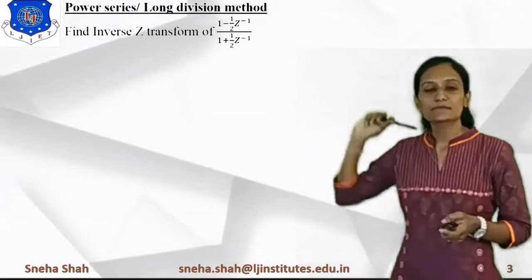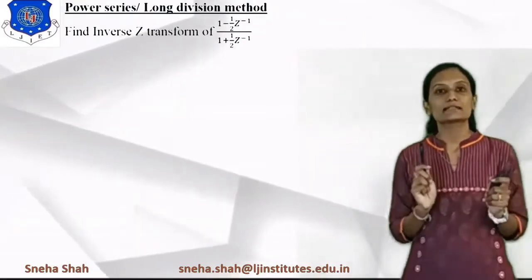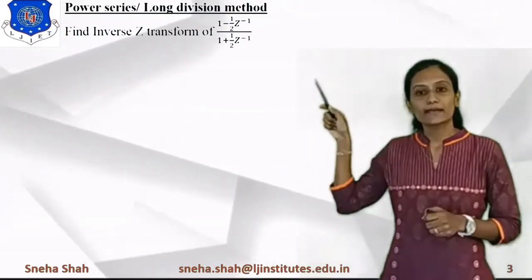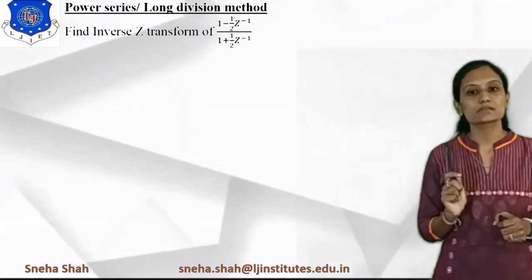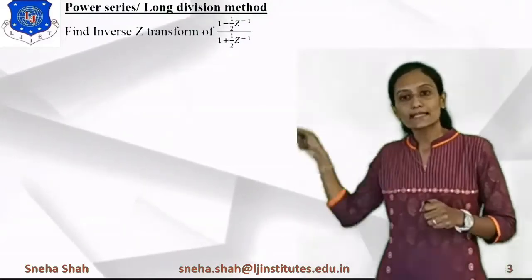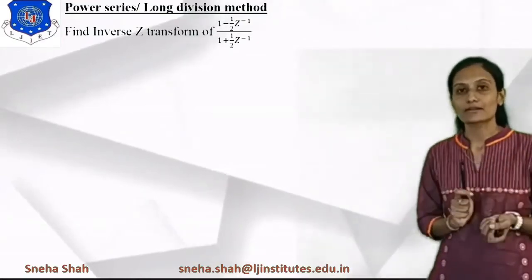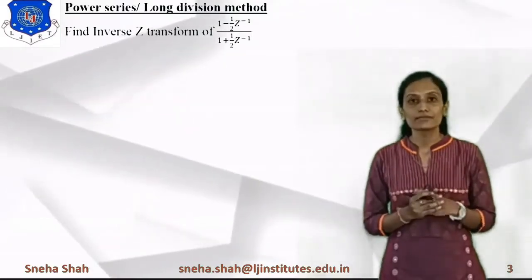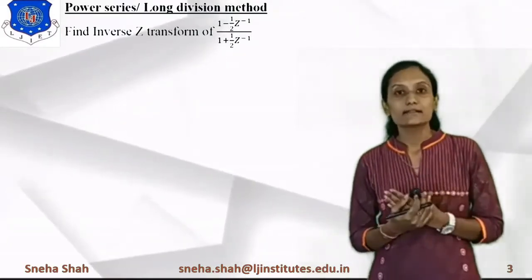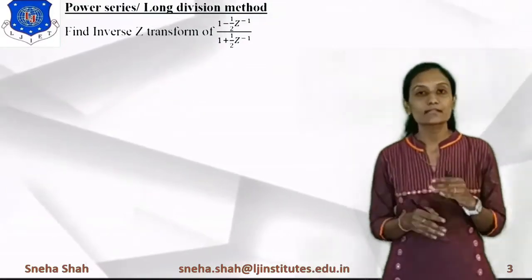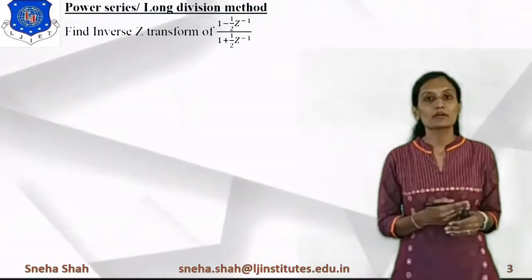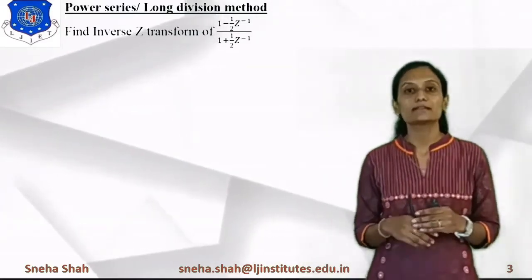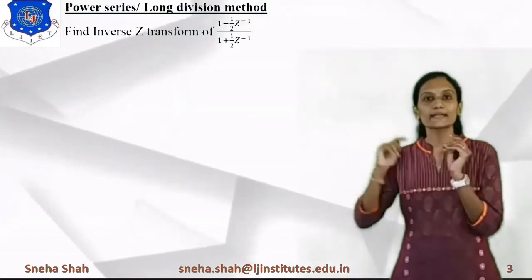The first method is power series or long division method. By using this method, I am solving this example. Find inverse Z transform of (1 minus 1/2 Z inverse) upon (1 plus 1/2 Z inverse). Now you can see that in this example no ROC is given to you, right? If no ROC is given, then we consider it as a causal sequence, and the answer will be in the form of u of n. Or if we are solving by power series or long division method, then the answer ranges from 0 to infinity.